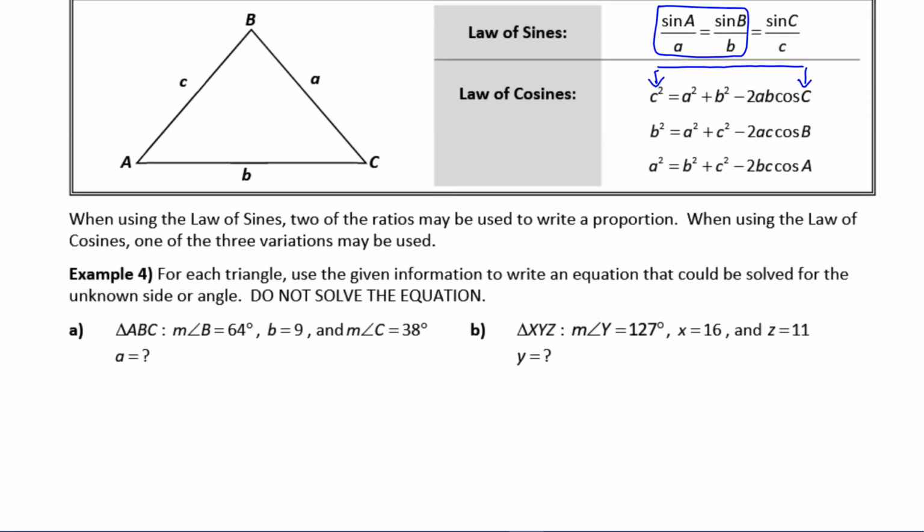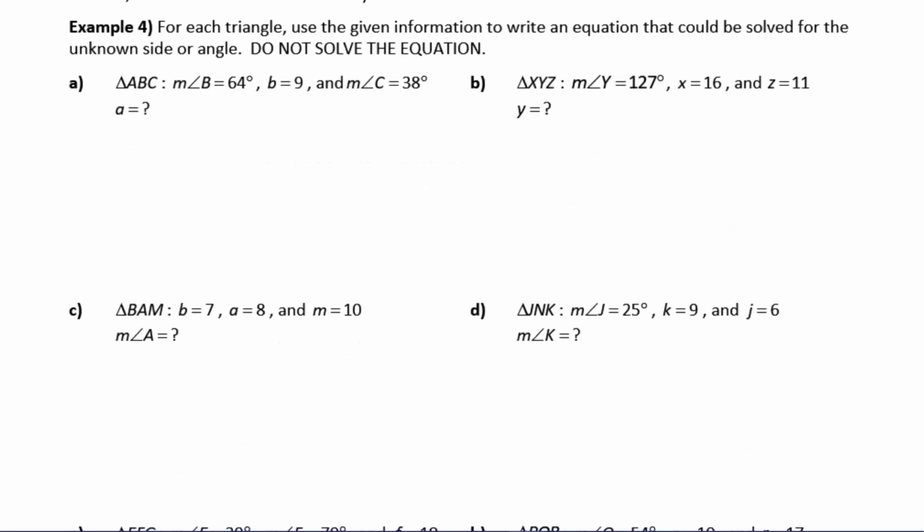All right, so for each triangle, we're going to use the given information to write an equation that could be used to solve for an unknown side or an angle. And we're not to solve the equation, just to write it. So in the first example, we have a triangle ABC, where side A is opposite angle A, and so on for the other vertices. Let's label the measures that we know. Angle B is 64 degrees. Side B is of length 9, and the measure of angle C is 38 degrees. Now what we're to do is write an equation that could be used to solve for A.